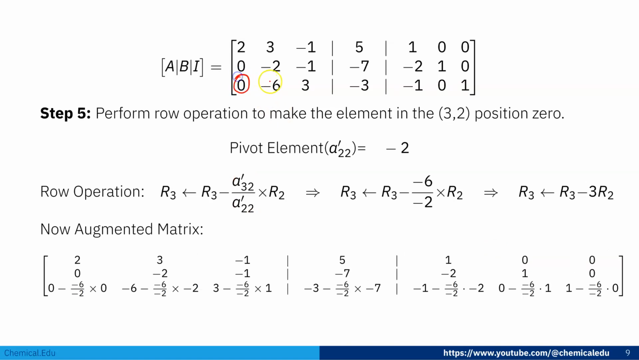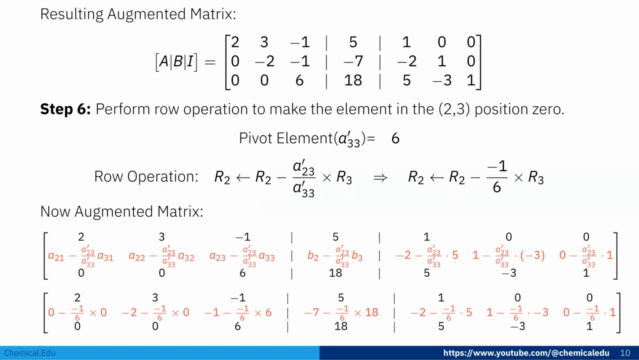Similarly, we have to make this element 0. This will be the pivot element, and again we have to take the multiplier A32 by A22, so here minus 6 by 2. Then again we do the operation to make this element 0. Everything is given, so you can do it by hand with pen and paper, your own hand calculation, and you can easily understand these things.